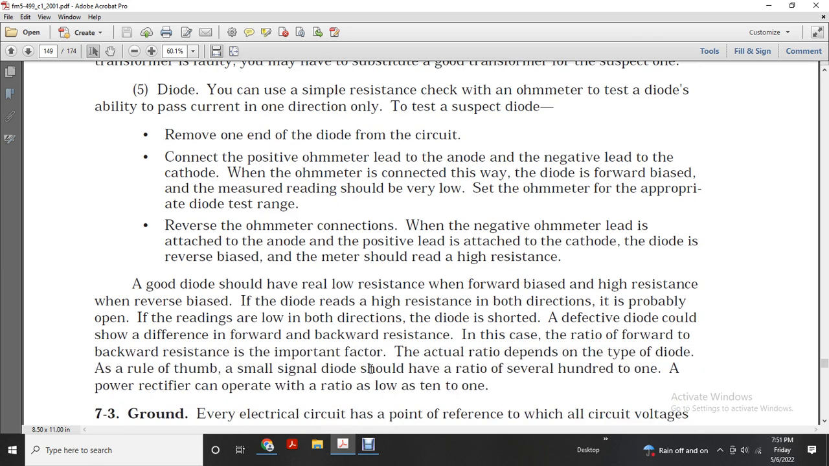A good diode should have a very low resistance in the forward bias and a high resistance in the reverse bias. If the diode reads high resistance in both directions, it is probably open. If the readings are low in both directions, the diode is shorted. A defective diode could also show little difference in forward and backward resistance.